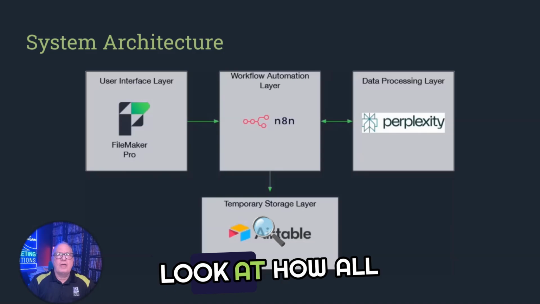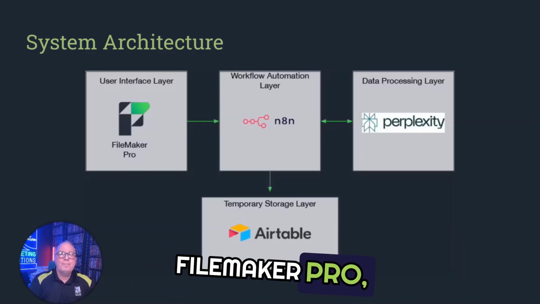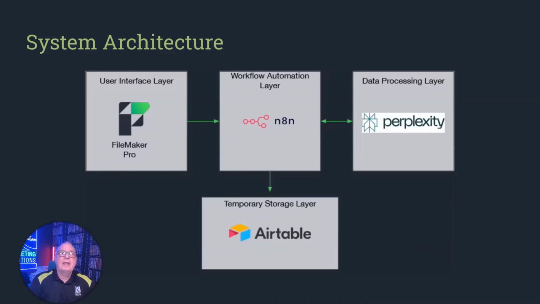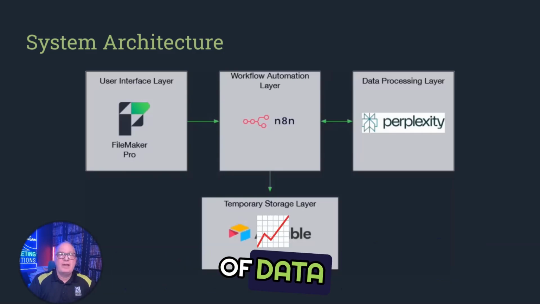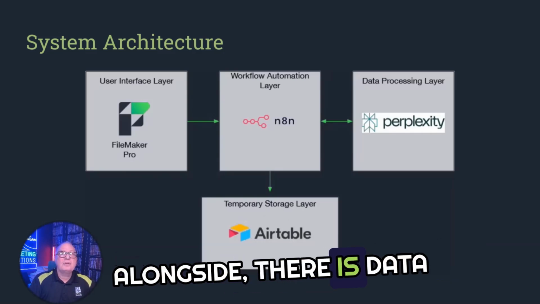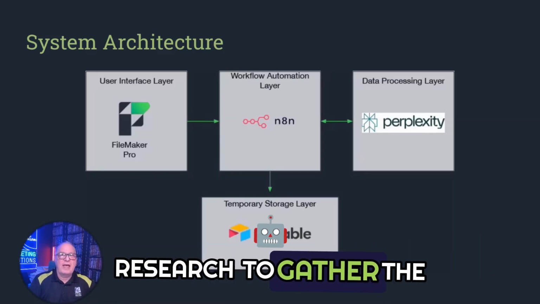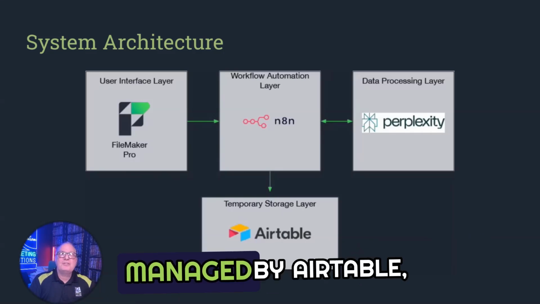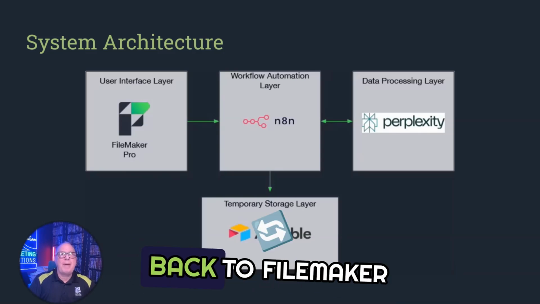Let's take a closer look at how all the parts of this system work together. The user interface includes FileMaker Pro, where accounts are managed and research is initiated or retrieved. Next, we have the workflow automation layer, powered by n8n, which connects all the components and manages the flow of data. Alongside, there is the data processing layer, where Perplexity performs AI-driven research to gather the detailed information. Finally, the temporary storage layer, managed by Airtable, acts as a holding area for research results before they are sent back to FileMaker.